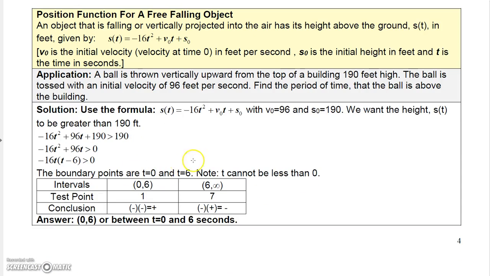Now I'm going to leave you with this word problem and let you freeze the video and look at it. But basically all I want to do on this problem is try to find out when this expression is greater than 190. And then if you subtract 190 across, you just want to know when this expression is greater than 0. So get your critical numbers, and you get 2 values, 0 and 6. And then you just want to find the solution of that.